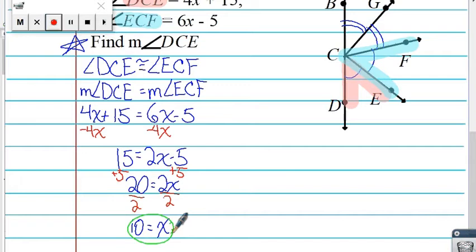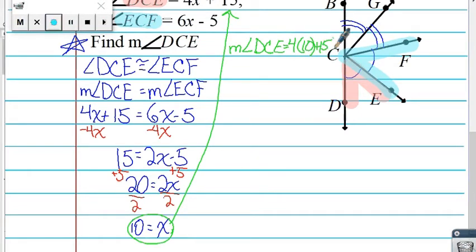So now we can say the measure of angle DCE equals 4 times 10 plus 15. Well, 4 times 10 is 40, plus 15 is 55 degrees. So the measure of angle DCE is 55 degrees. Okay, we use the fact that those angles are congruent to build an equation. We solve that equation, and then we use the value of x to answer the original question.